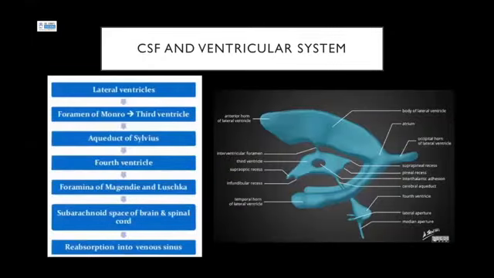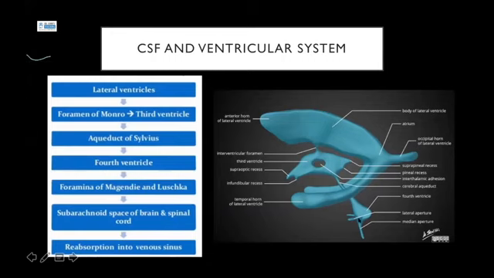So we're going to have a look at the flow of CSF throughout the ventricular system. It flows from the lateral ventricles through the foramen of Monro into the third ventricle. Then we come down through the cerebral aqueduct into the fourth ventricle.